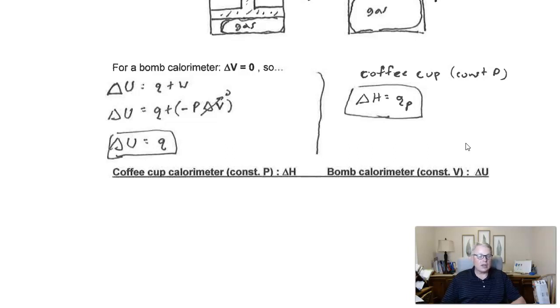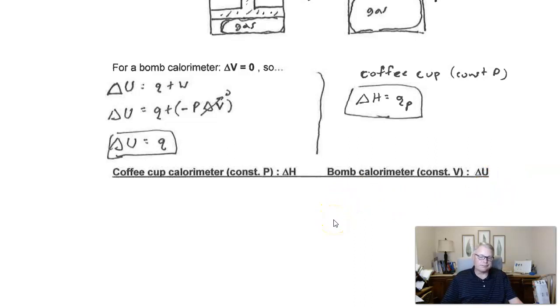Now, is there an equation that you can use to go from delta U to delta H? Yes, there is, actually. It's some big, long equation, and it has something to do with change in moles of gas. The more moles of gas you have, the more delta U and delta H differ. If there's no change in moles of gas, they're actually the same. But if there is, then you have to do that. Is that something you're responsible for? No, it's not something you're responsible for. Don't worry about it.